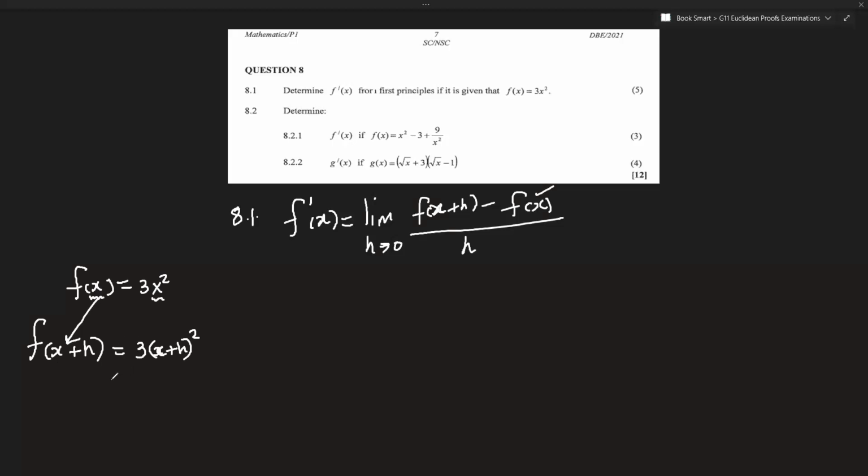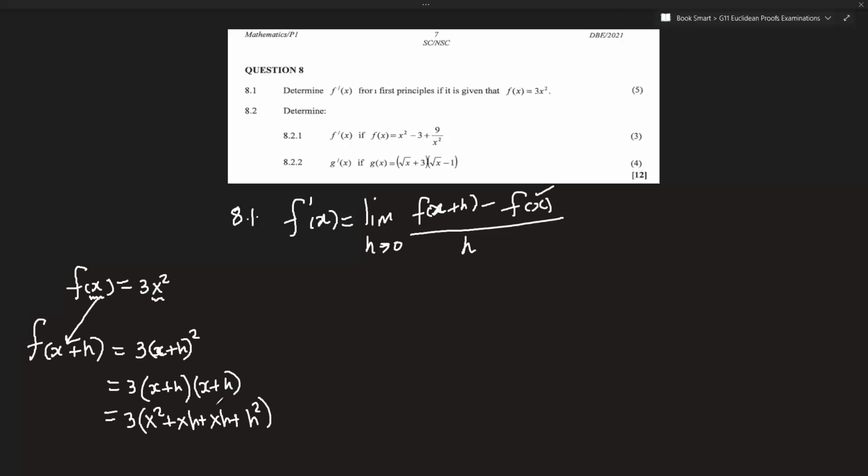And then we need to simplify this. So I have 3 times the bracket x plus h, then another bracket x plus h, because the square means 2 identical brackets. So now I'm going to FOIL here, which gives x squared. This times that gives plus xh. This times that gives plus xh. This times that gives h squared, right?